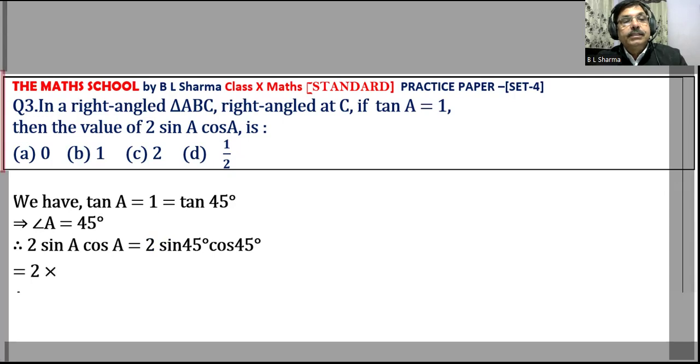2 as it is, sin 45 is 1 upon root 2. Cos 45 is also 1 upon square root 2. Root 2 and root 2, that is 2, 2 and 2 cancel. So that is 1. The value of 2 sin A cos A will be 1 in this case. That's all for this question.